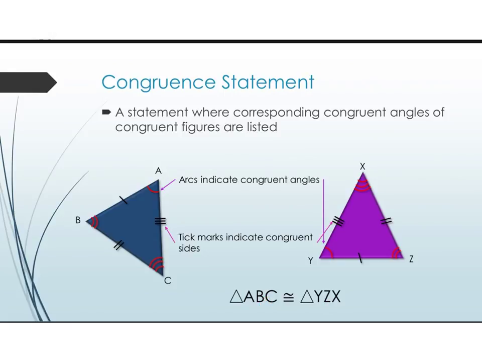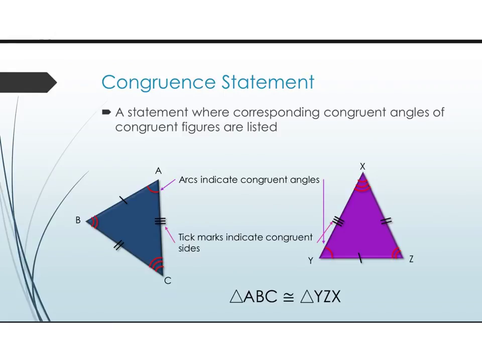Now, something else. AB has a single mark. YZ has a single mark. Notice here, AB, YZ. What do you think of that, right? Notice, BC has a double mark. XZ has a double mark. BC, ZX, right? BC, ZX.